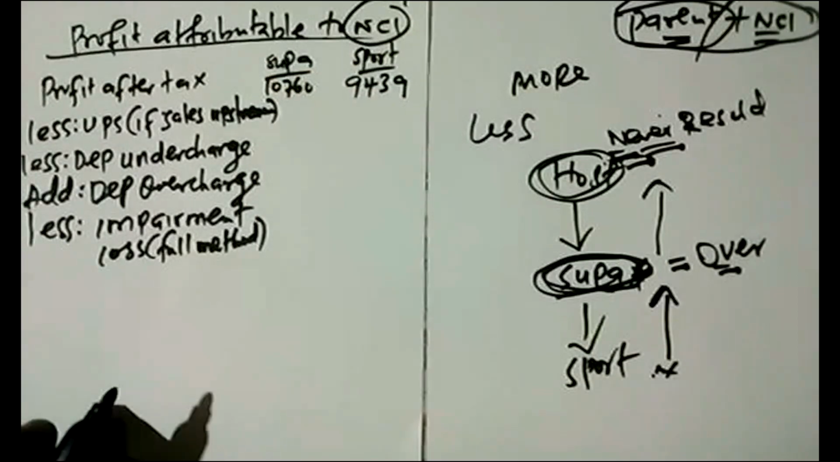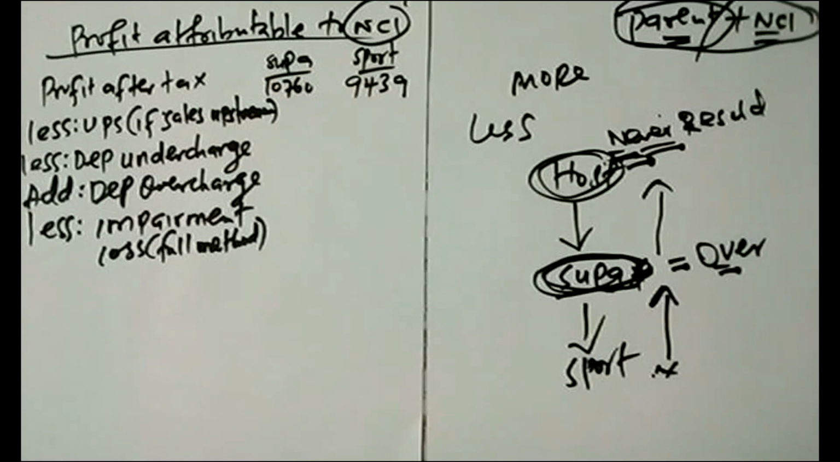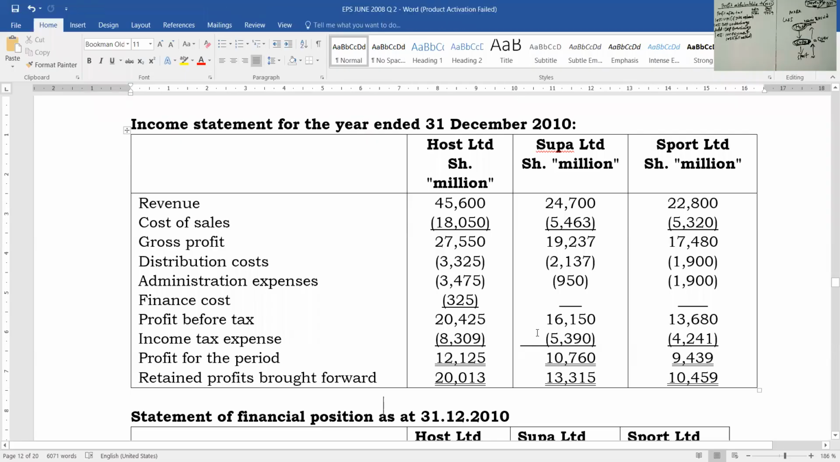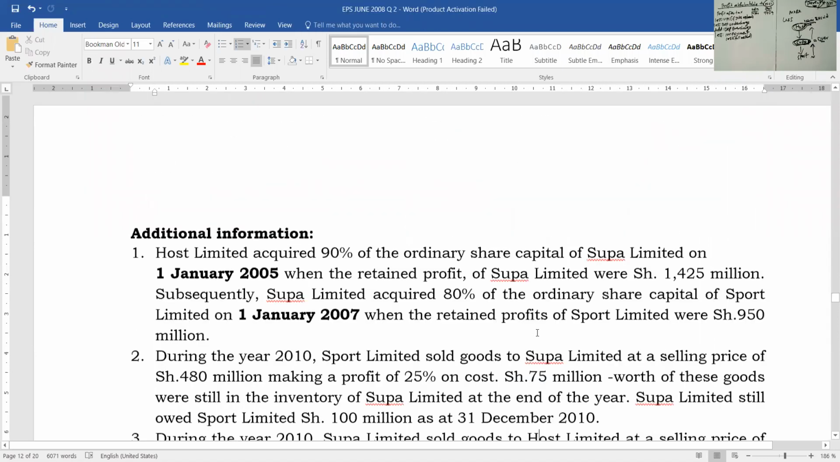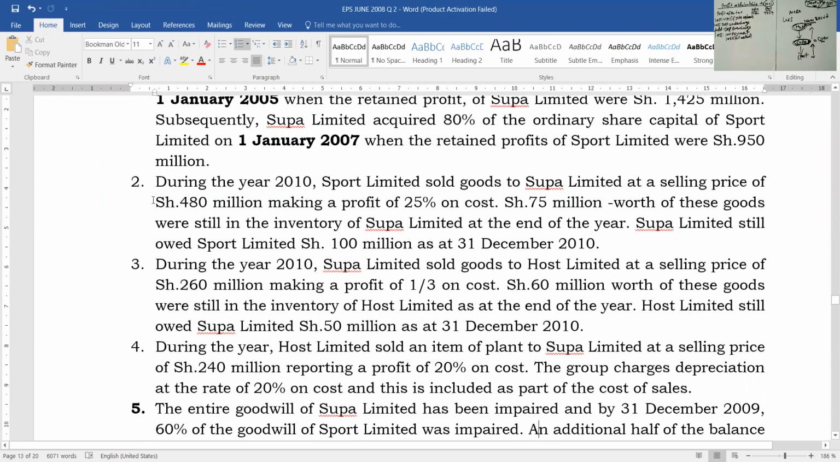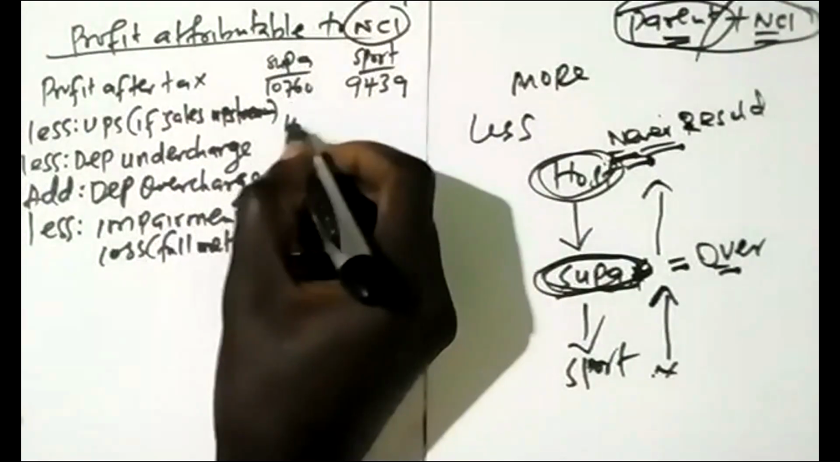So we need to raise UPS. Was it an upstream sale? Did the super sell to host? Did the spot sell to super? That is what you need to check. So it was that way. You can see here, note 2, spot sold to super, that is an upstream. Note 3, super sold to host. So those are upstream sales. And remember, it was 15-15.